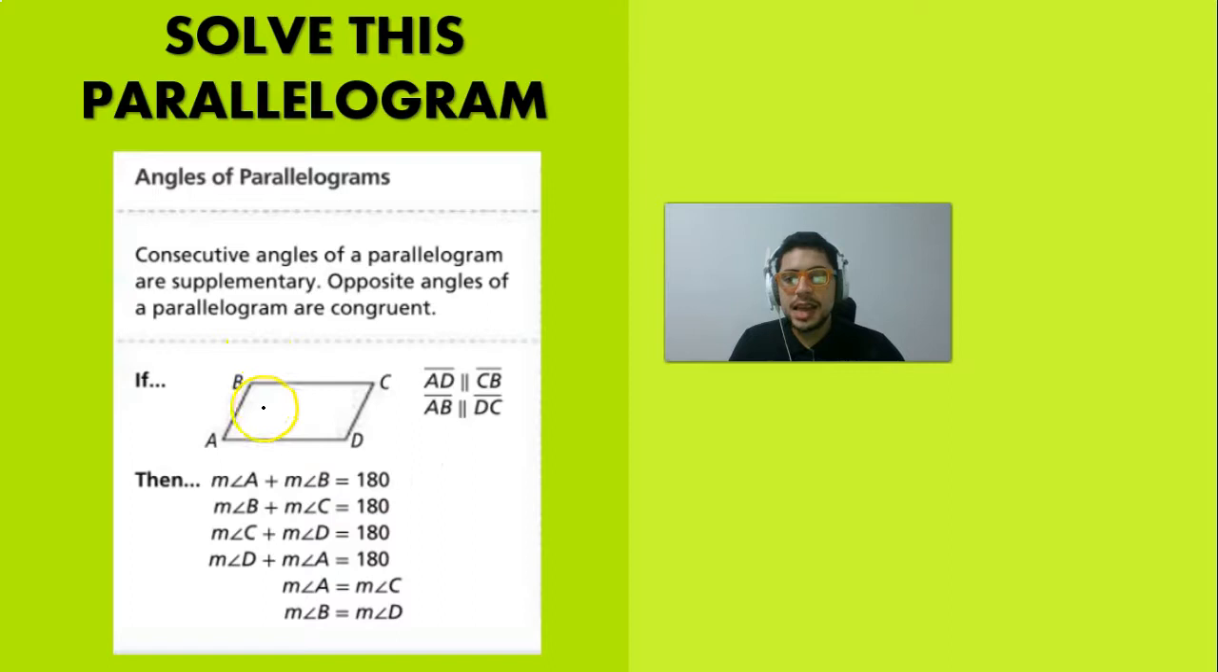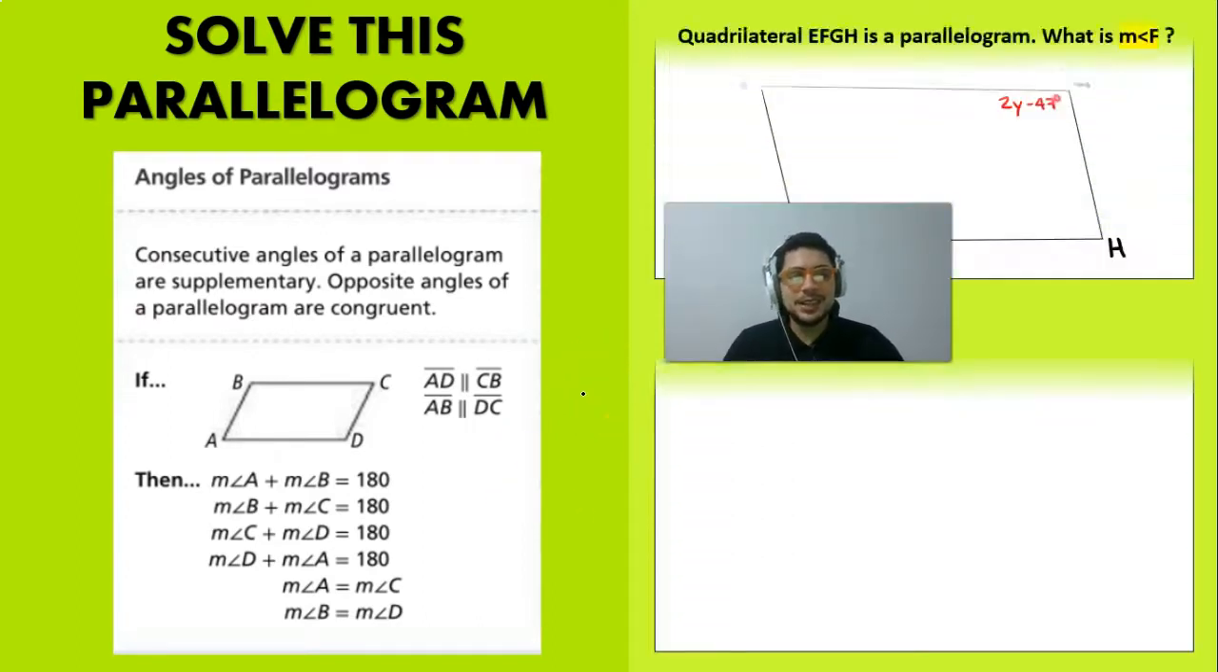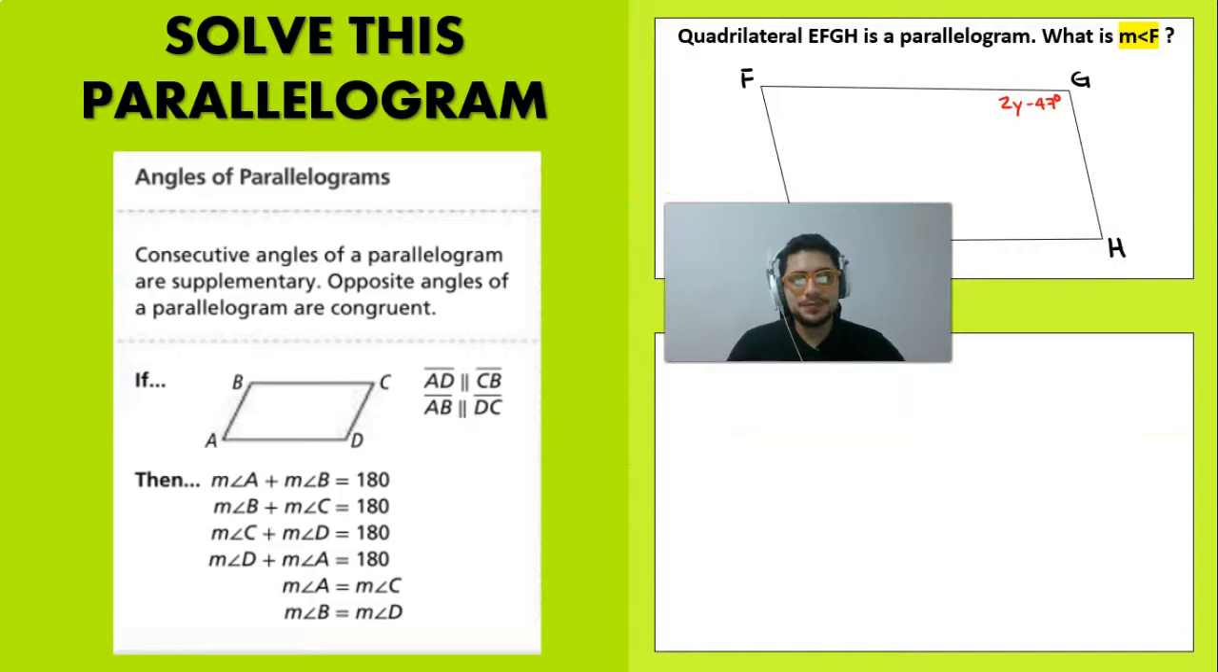So that means that the measurement of angle A and C is going to be the same one, and B and D are also going to be the same measurement. But B and C, or A and D, or B and A, and C and D, because they are not opposite but they are consecutive, they are going to be supplementary, right? So with that into account, let's take a look at today's problem.